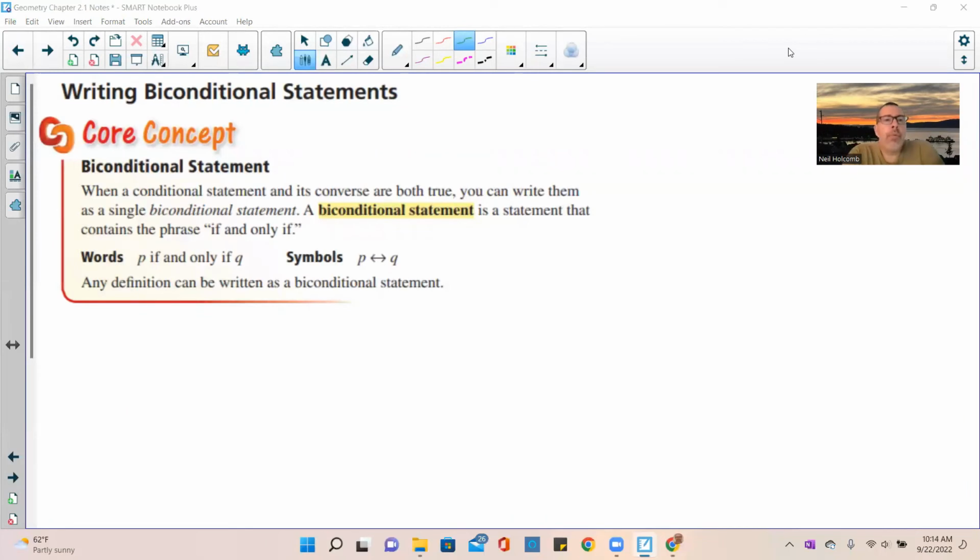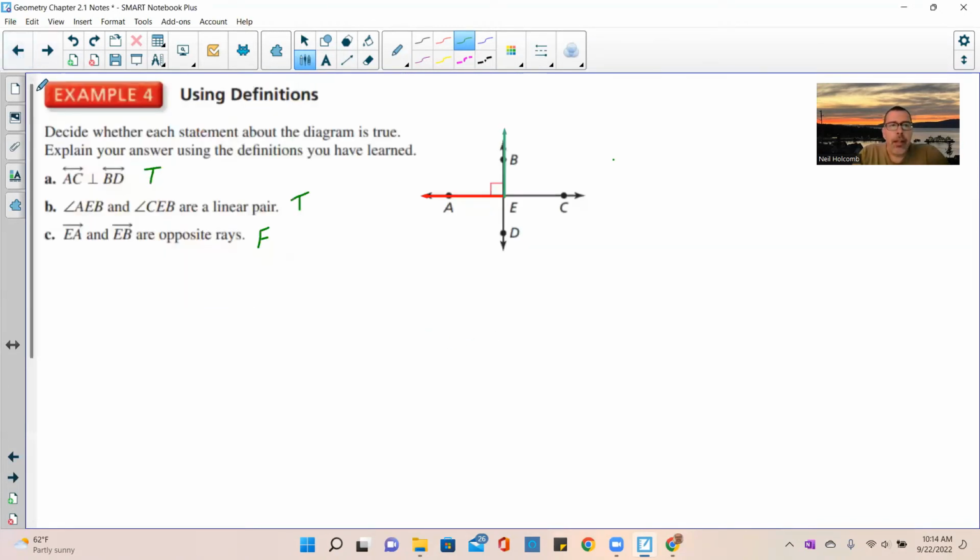Okay, now we're going to write what is called a biconditional statement. A biconditional statement, when a conditional statement and its converse are both true, you can write them as a single biconditional statement. And a biconditional statement is a statement that contains the phrase if and only if. And the symbol is double arrows, as you can see right here. Any definition can be written as a biconditional statement. So if I go back to that last problem and talk about linear pairs.